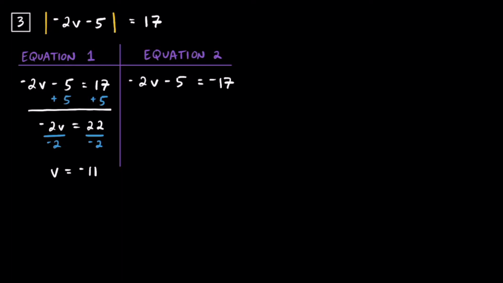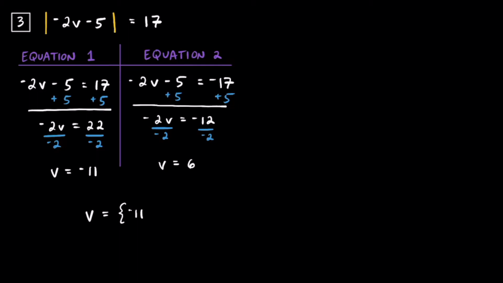For equation 2, we're going to solve similarly by adding 5 to both sides of the equation. And when we do that, you're going to see that minus 5 and plus 5 will cancel out, and we'll have negative 2v is equal to negative 12. Then using the division property of equality again and dividing both sides by negative 2, we get positive 1v, or just v, is equal to positive 6. The two values of v that make this equation true are when v is equal to negative 11 and when it's equal to positive 6. Those are our two solutions.